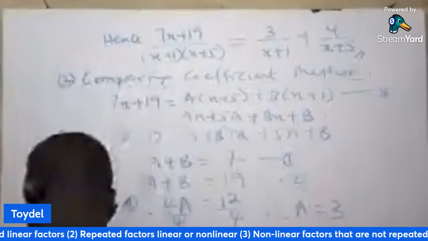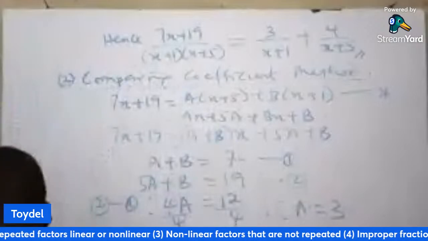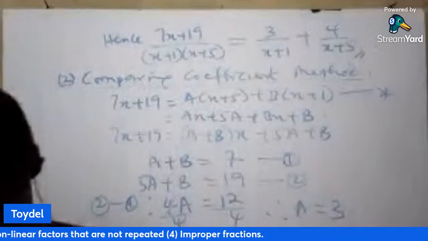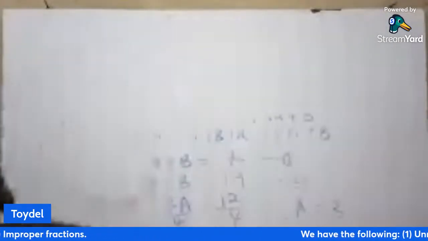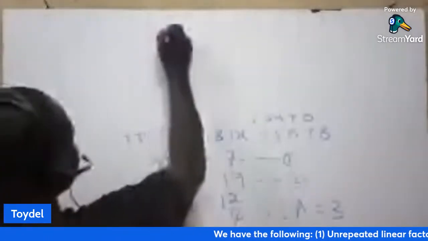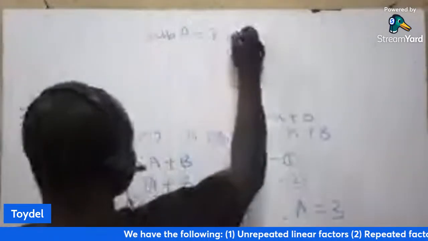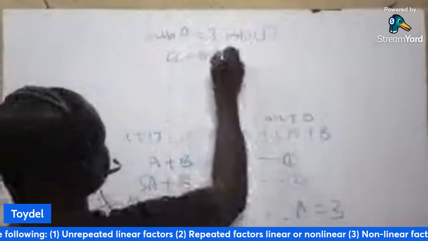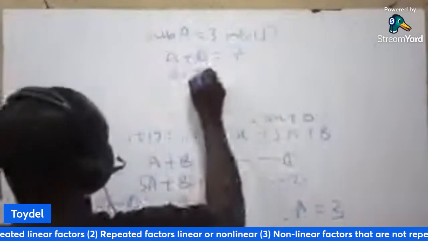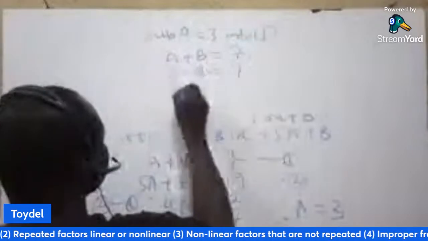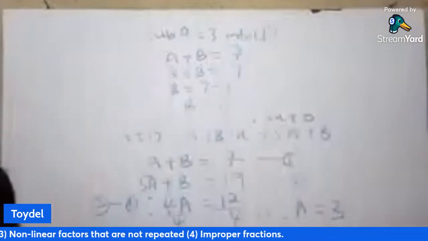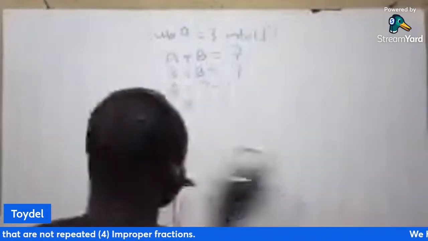Okay? Then since we have gotten the value of a to be equal to 3, we can go ahead and substitute a is equal to 3 into any of the two equations. That is, we can say substitute a is equal to 3 into equation 1. What is equation 1? a plus b is equal to 7. So 3 plus b is equal to 7. Then b is equal to 7 minus 3. So b is equal to 4. And that is what we also have when we use the cover-up method.